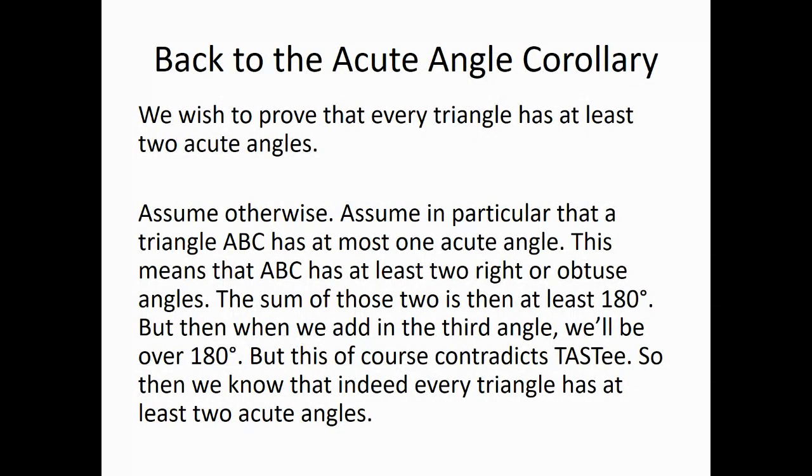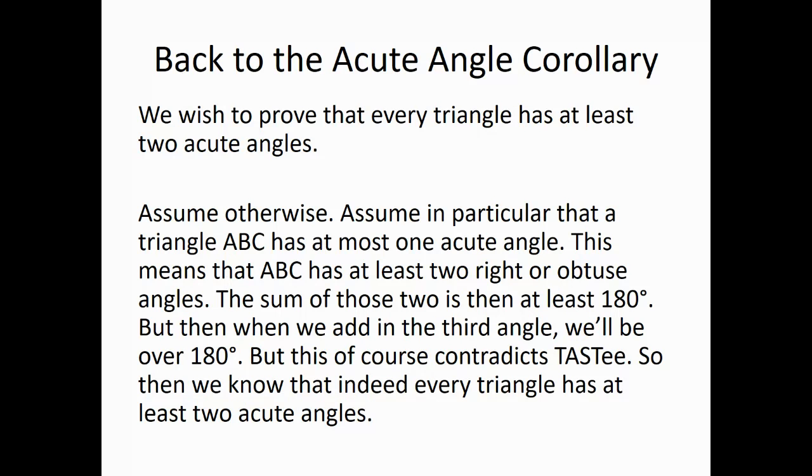Okay, so let's go back now to the acute angle corollary and discuss its proof. Once again, we wish to prove that every triangle has at least two acute angles. Well, assume otherwise. That marks the start of the indirect proof. Assume in particular that a triangle ABC has at most one acute angle. This, of course, means that ABC has at least two right or obtuse angles. Then consider the sum of those two that are right or obtuse. That sum is at least 180. But then when you add in the third angle, of course, you will be over 180 degrees. But that contradicts the triangle angle sum theorem. The triangle angle sum theorem says that the sum of the angles of any triangle is always precisely 180 degrees.